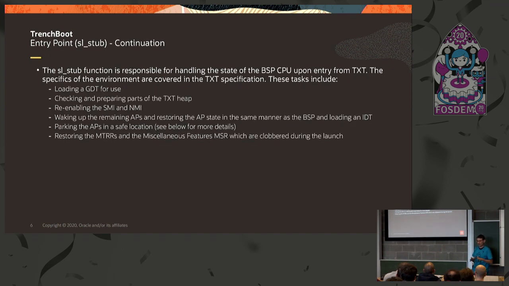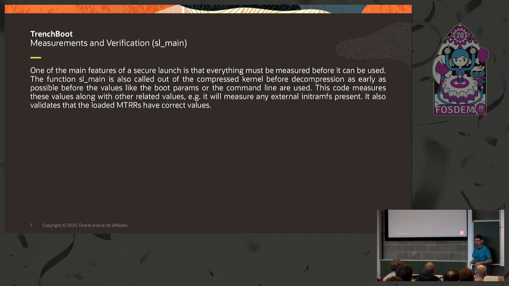And the SL stub is responsible for all BSP CPU initialization. It loads the GDT, checks and prepares the TXT heap, enables some interrupts, wakes the APs and parks them in a special place. I will discuss this a bit later. This piece of code also restores MTRRs and MSRs, which were clobbered during the Intel TXT startup phase.